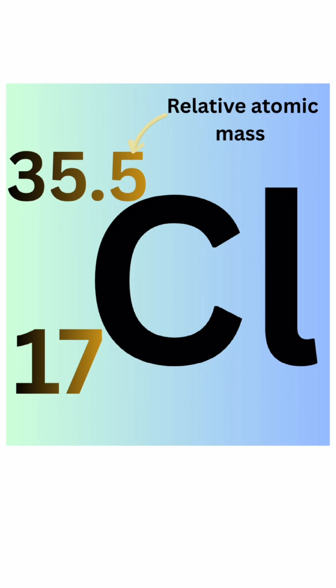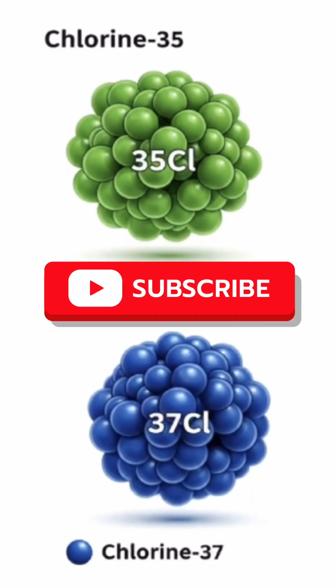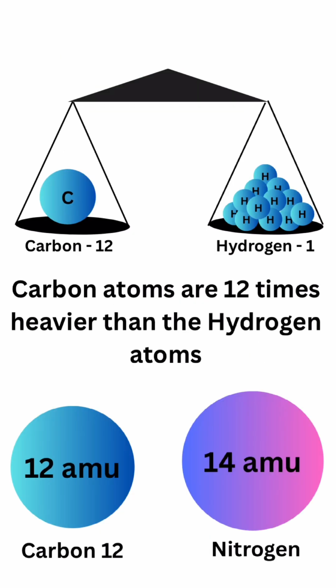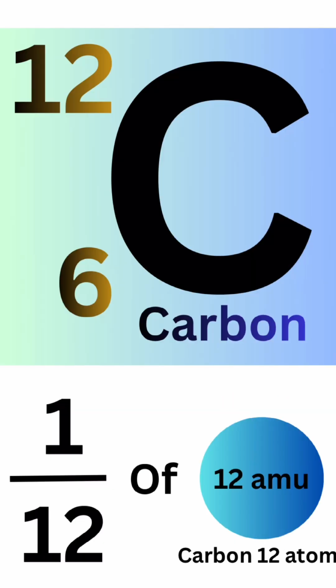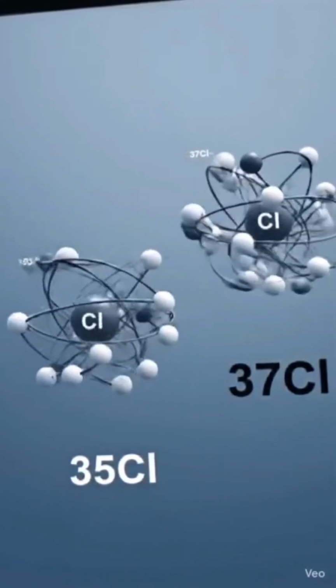Let's look at an example. Chlorine. Chlorine has a relative atomic mass of 35.5. This is because chlorine exists as two isotopes, chlorine-35 and chlorine-37. Relative atomic mass is measured by comparing atoms to carbon-12. 1/12 of the mass of a carbon-12 atom is used as the standard. Now let's calculate the relative atomic mass of chlorine.